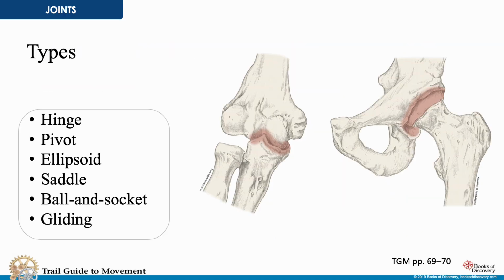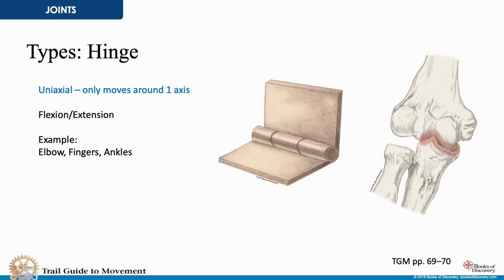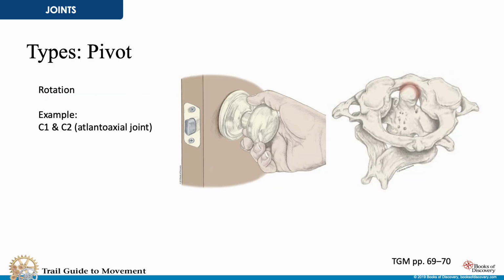Not all synovial joints move the same way. We have hinge, pivot, ellipsoid, saddle, ball and socket, and gliding. Hinge joints are uniaxial and only move around one axis. They have flexion and extension. An example of this would be elbows, fingers, and ankles.